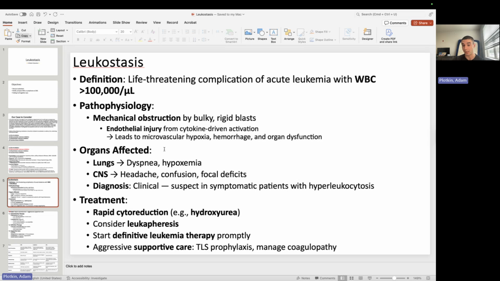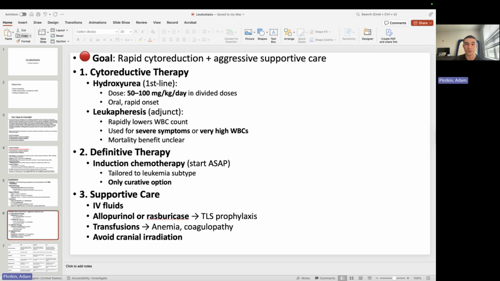Really, this is a clinical diagnosis we should suspect in symptomatic patients if their white blood cell count is over 100,000, right? We should have a strong suspicion. Again, treatment, one more time: rapid cytoreduction with hydroxyurea. We can use leukapheresis, which I'll talk about on the next slide, and then we'll start definitive leukemia therapy, and we can do supportive care. So again, the goal of treatment is rapid cytoreduction and aggressive supportive care.